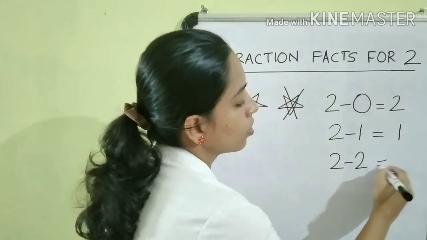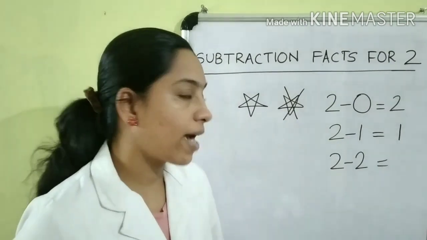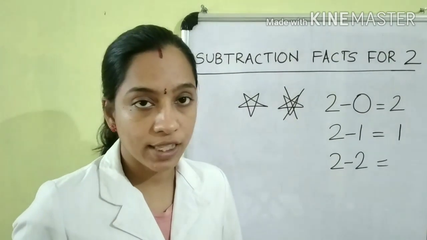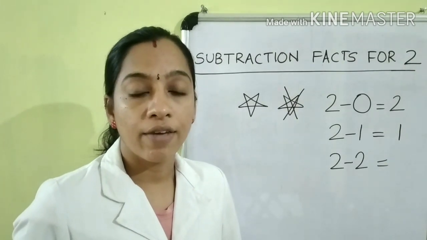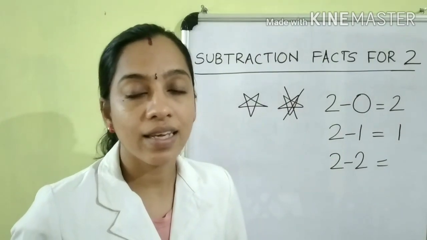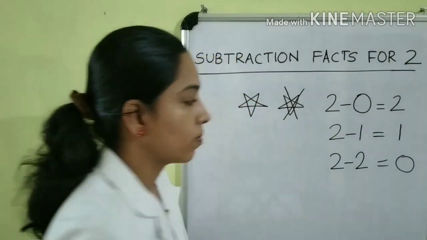2 minus 2. Tell me children, what will be the answer when we subtract 2 from 2? We know the property of subtraction. That is, if a number is subtracted from itself, the answer is 0. So we can write here 0.